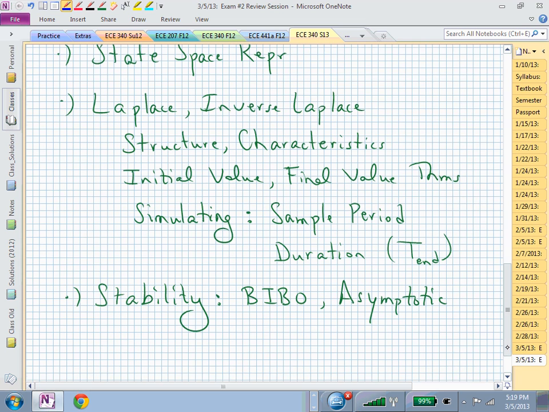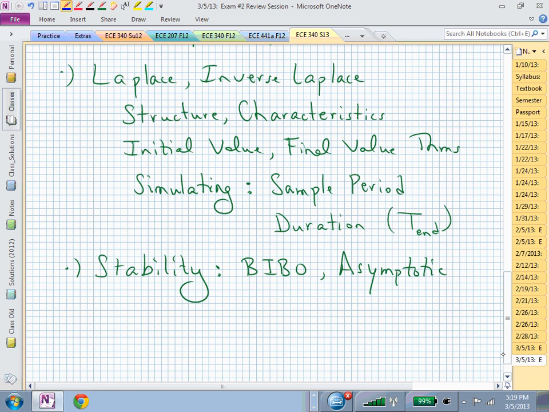I've also had somebody say that some earlier exams might have had the limit as t goes to infinity of little y of t. That's the final value theorem. That's a transform relationship of the Laplace transform. I'm expecting you to know. You should be able to do the initial value theorem or the final value theorem for Laplace transforms.